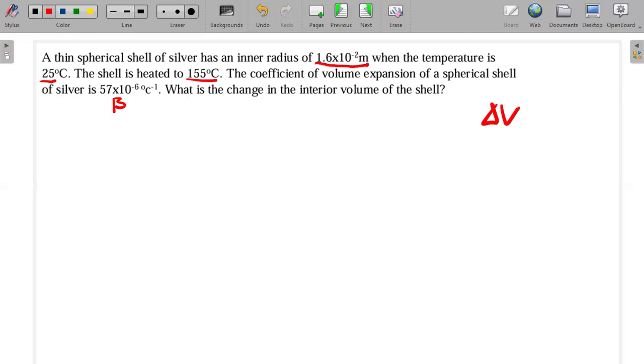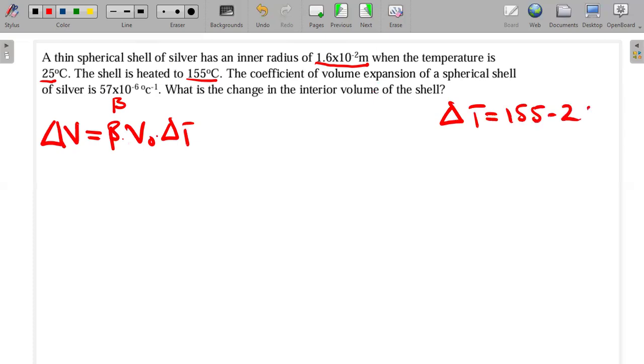We say delta V is equal to beta multiplied by the initial volume multiplied by the change in temperature. So what is the change in temperature here? Change in temperature is equal to 155 minus 25, which will be equal to 130 degrees Celsius. But if you notice, in this question they've only given us the initial radius, whilst they want us to calculate the change in interior volume.